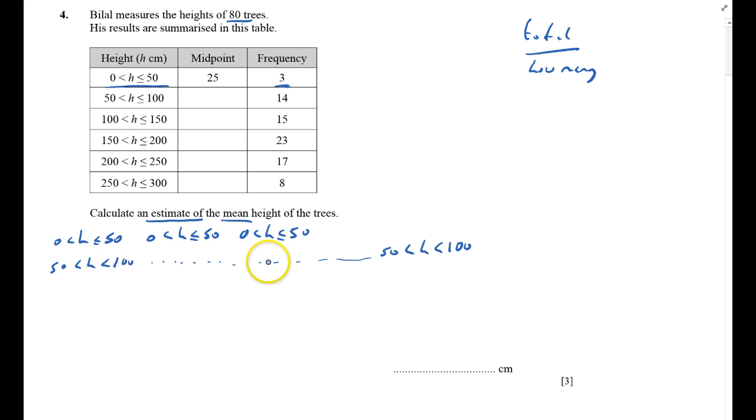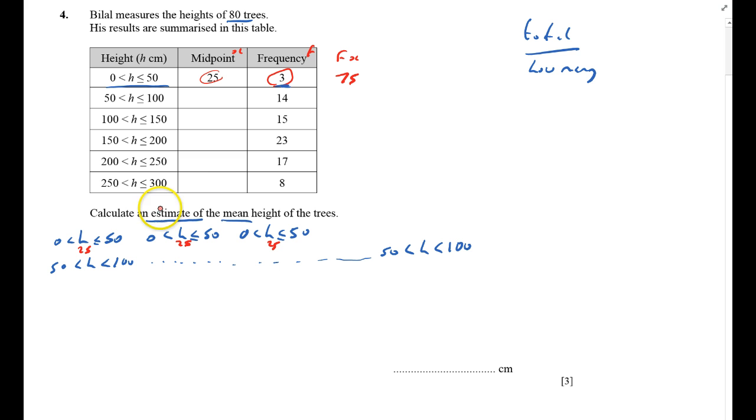So what we do is we take the midpoint. I say, okay then, we'll take these ones here and we'll call these ones 25. So if I add up those 3 25s, I'd get 75. And that again tells me I've got 3 25s. Again, I want my fx column. F stands for frequency and x is the value, in this case the midpoint. 3 25s adds up to 75.